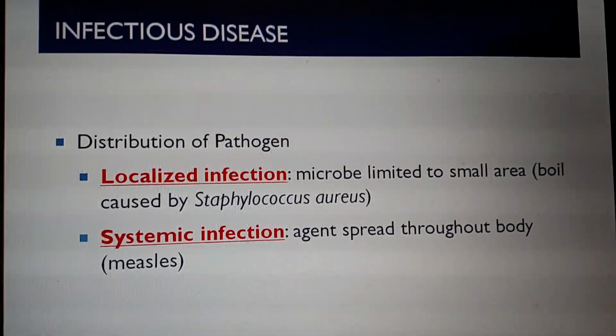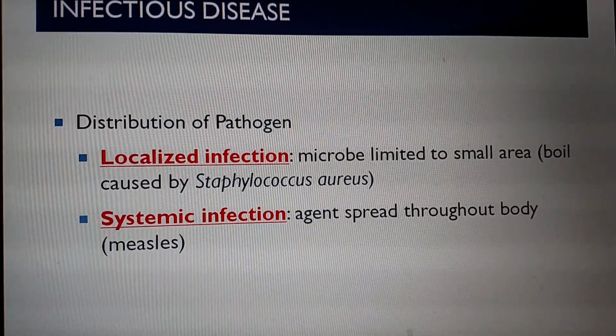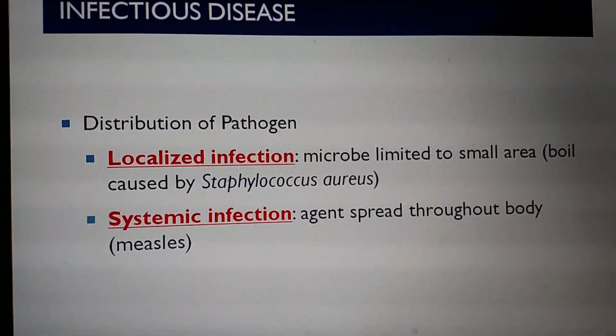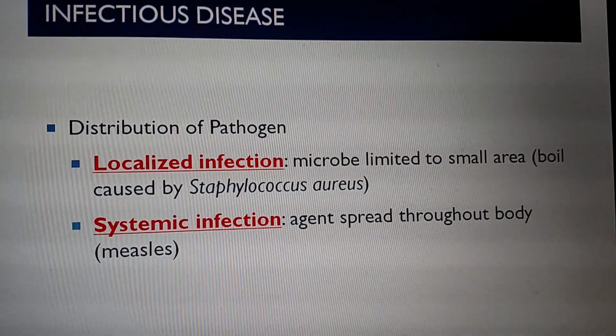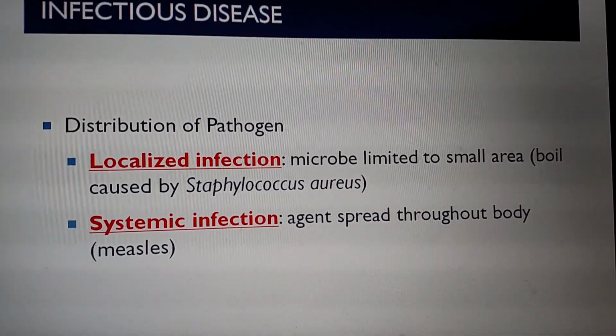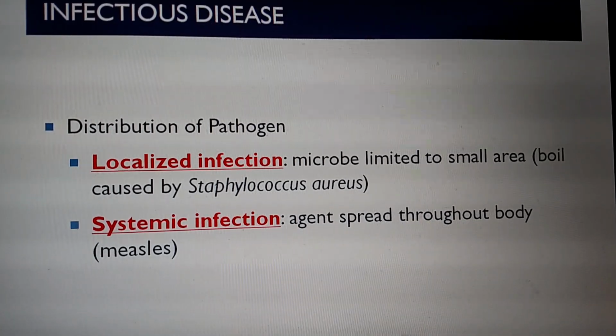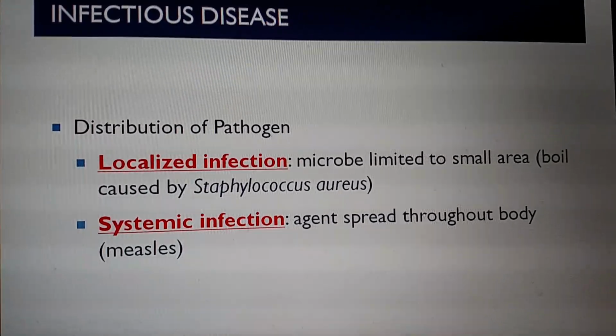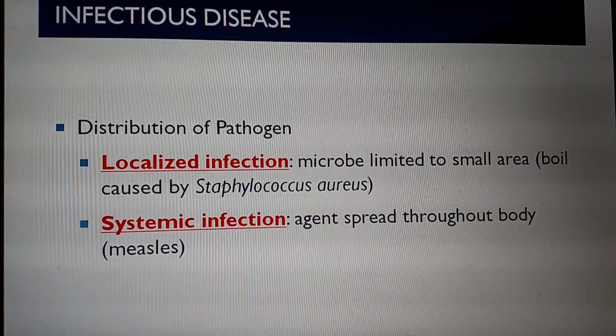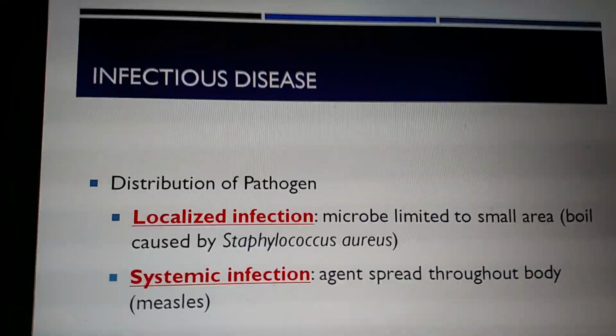Now, in terms of where the pathogen is, they can be localized or systemic. With localized infections, the microbe might be limited to a small area, for example, boils caused by Staph aureus. In a systemic infection, the agent will actually spread throughout your entire body, something like the measles.